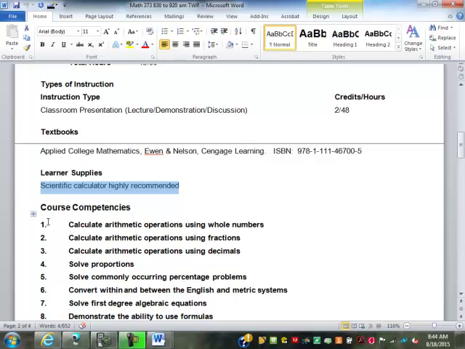And it does all the fractions and stuff like that. It goes right up into trig, so it does a lot more than what we need it to. But it's also one of the easier ones to use.